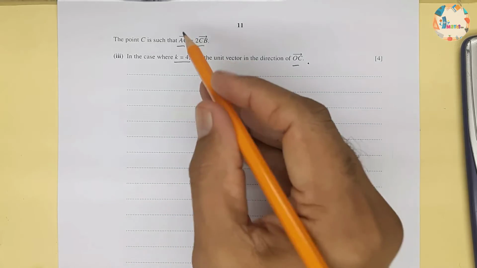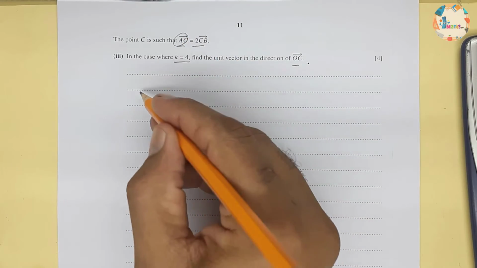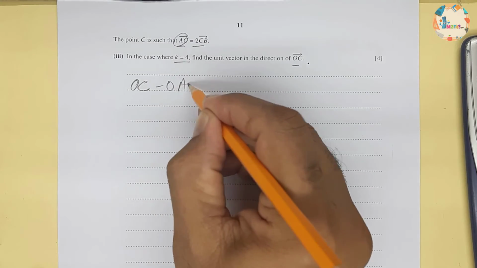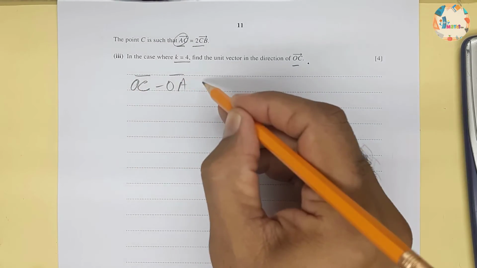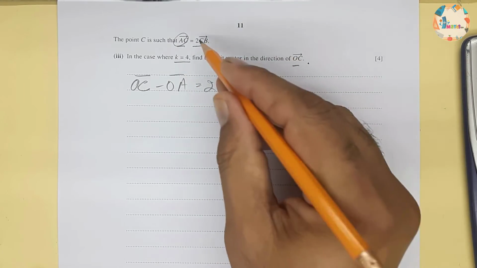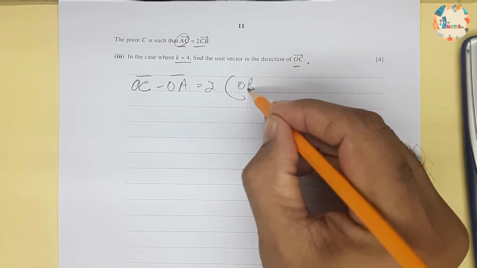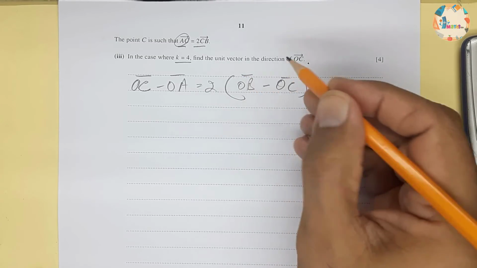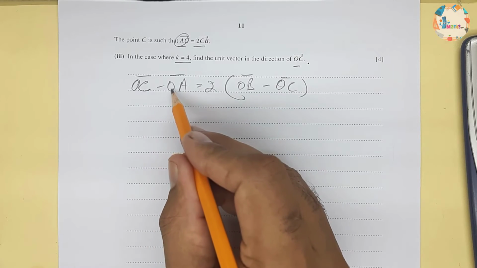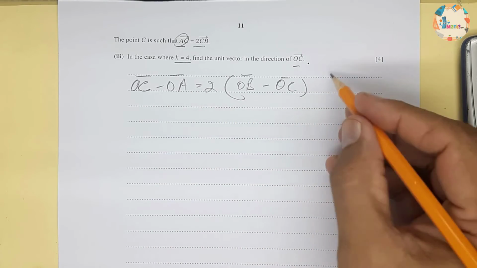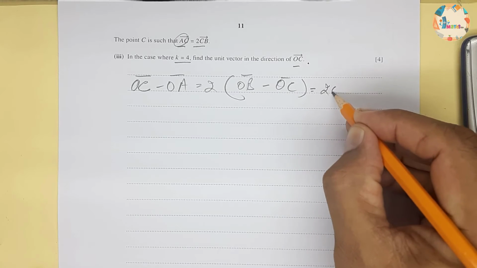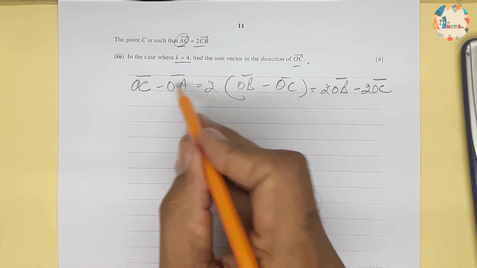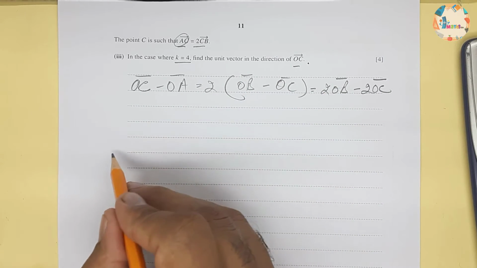Now from the given equation, we can write AC as OC minus OA. This will be equal to 2 into CB, and we can write OB minus OC. This is from the origin, we are taking these vectors. Now we can shift this OA to this side. Before shifting, we can open this, and this will be 2OB minus 2OC, and now we can shift OA to this side.